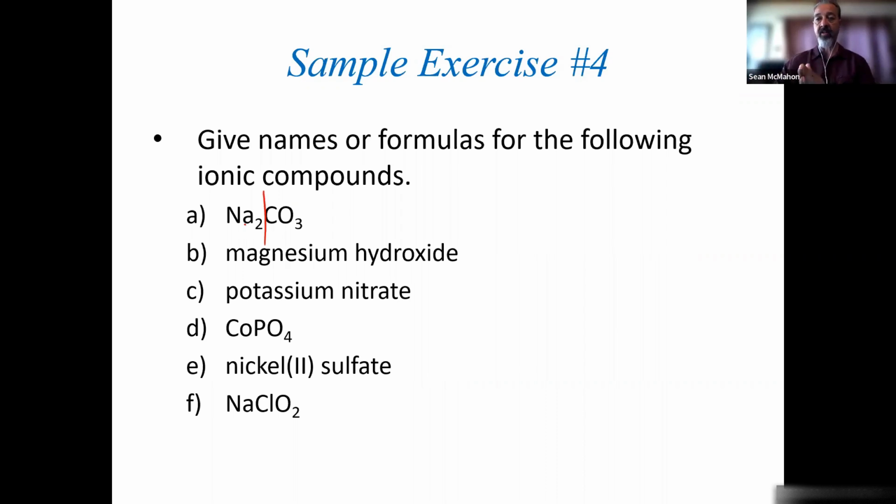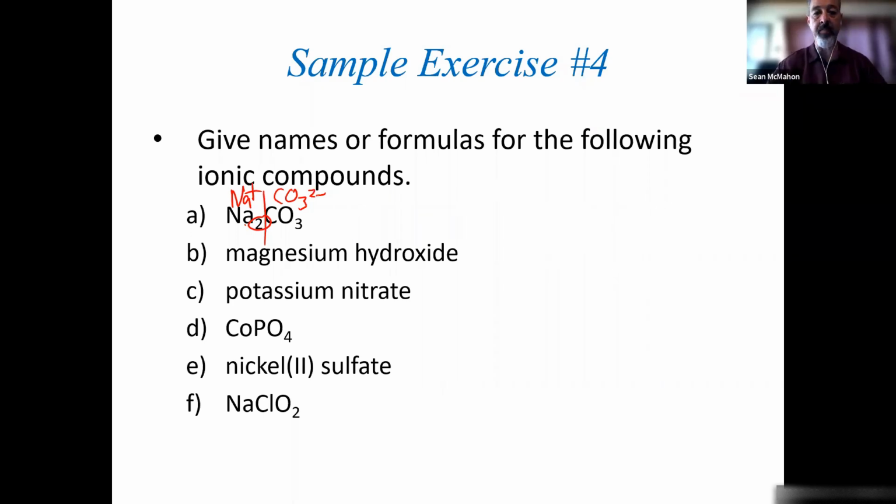Because covalent would just be non-metal, non-metal. So I know this is ionic, and I look and I say, hey, this is sodium +1, and that will help me derive that this is CO3 2-. Now, how do I know it's 2-? I need 2 +1s to make it neutral, so that has to be a 2-.